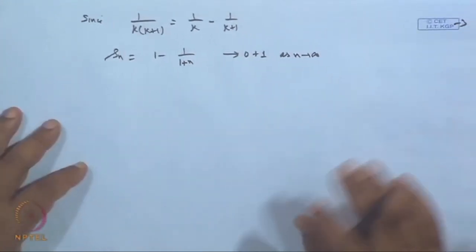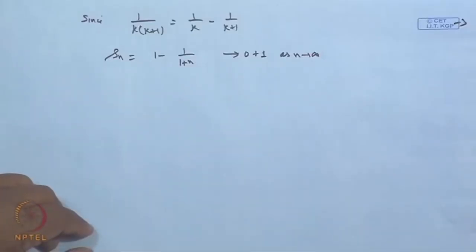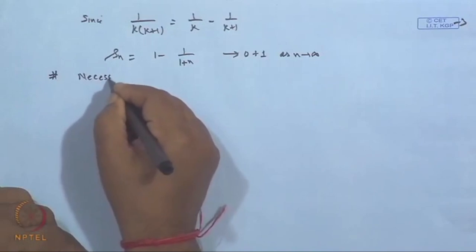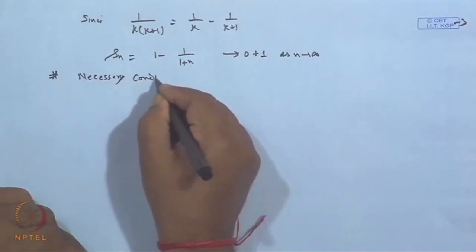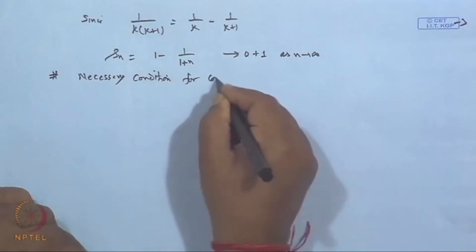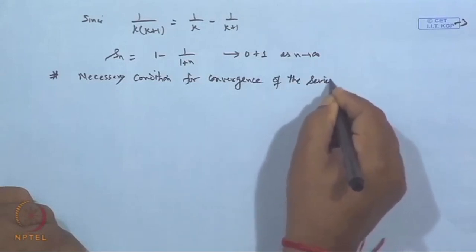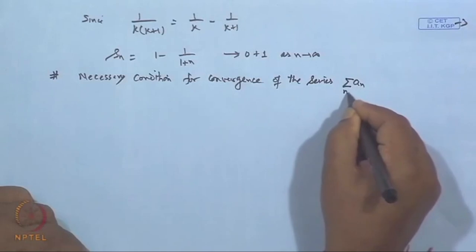Now, in the case of convergent series, there is a necessary condition that if a series is convergent, then its nth term will always go to 0. That is a necessary condition for us. So, if a series whose nth term does not go to 0, the series cannot be a convergent series. So, that is the criterion which we have, the necessary condition for convergence of the series sigma an, n is 1 to infinity.